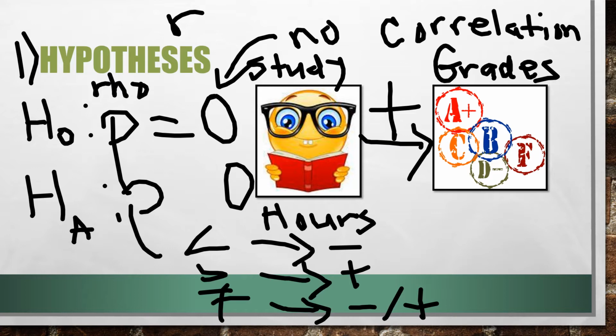Now in this case, we are saying that there's a positive correlation between study hours and our grades. So we're going to put a greater than symbol here. And so our alternative hypothesis, or our research hypothesis, is rho, which is our population correlation, is greater than 0.